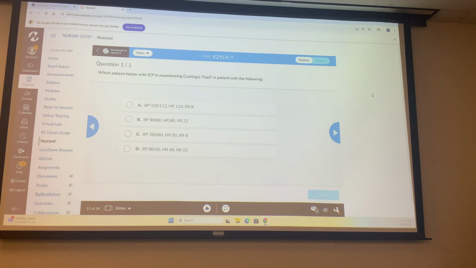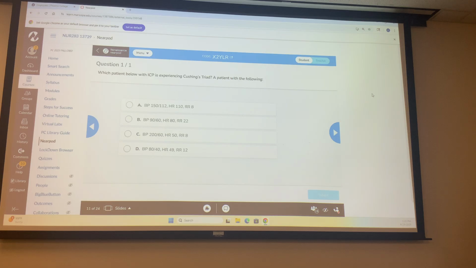Okay, which patient below with ICP is experiencing Cushing's triad? First and foremost, we're looking for bradycardia, right? So you can get rid of a couple things. A heart rate of 110 is not bradycardic, so we can say right away that's not the answer. The second one, a heart rate of 80, is that bradycardia? No.